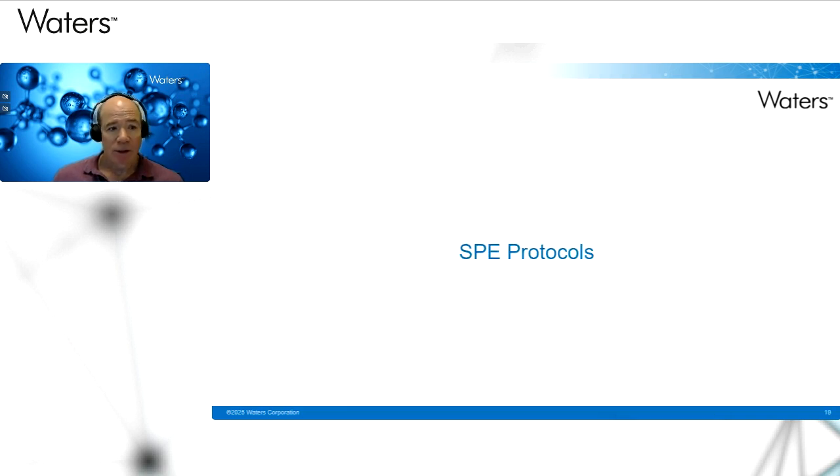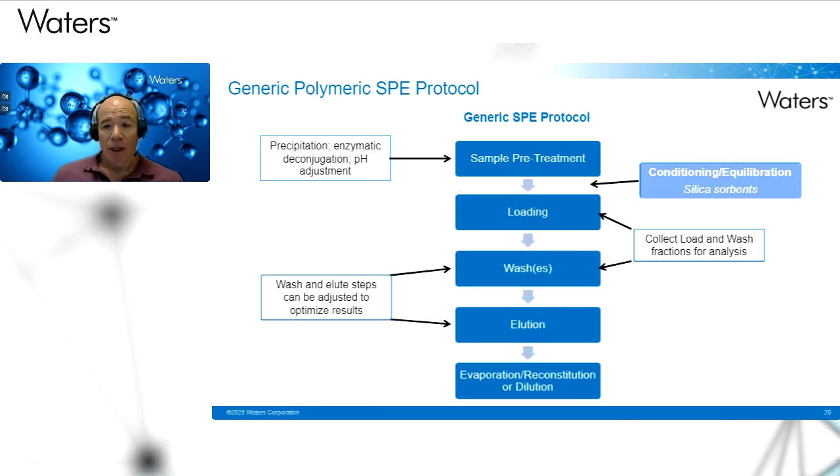Now that we've looked at those, let's talk about some SPE protocols. This slide shows us a very generic solid phase extraction protocol where there is a sample pretreatment phase, and that may be precipitation, enzymatic deconjugation, or simple dilution and pH adjustment. With the silica sorbents, we used to have to condition and equilibrate them. However, with the new Oasis sorbents and other polymeric sorbents, that is often no longer necessary, so we can skip it.